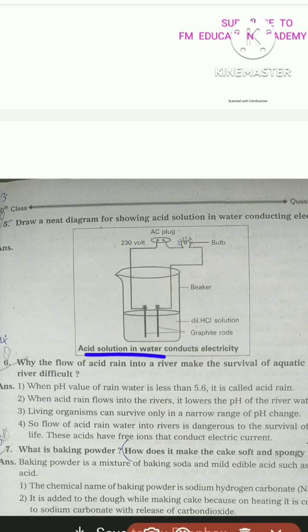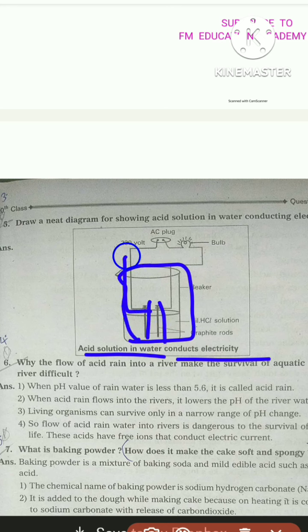Okay, whatever materials are required, that we have to draw. It's very simple. We just have a beaker. In that beaker we have 2 graphite rods. To those graphite rods we connect an AC plug bulb, okay, and the solution is hydrochloric acid.